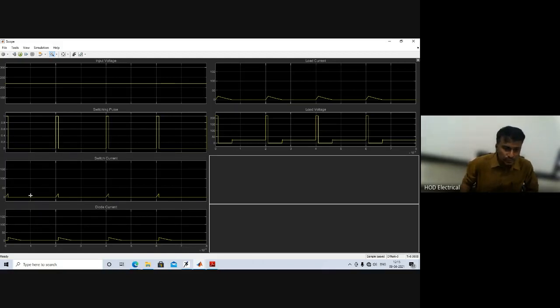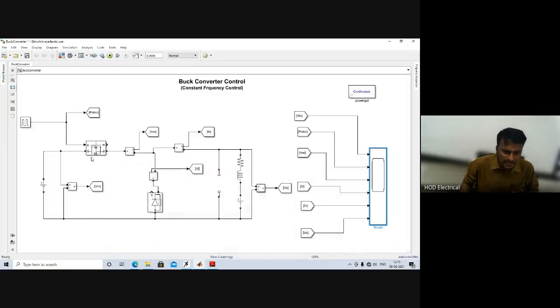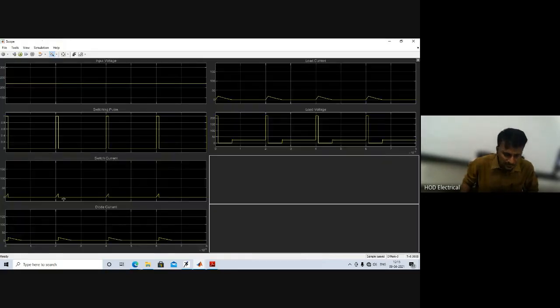So what happens? The switch current will not be sufficient. It will not increase much. The reason is that the on time is very small. Whenever the on time is very small, the supply flows through this only briefly, so it is immediately turned off. Due to that, the switch current will be very small.